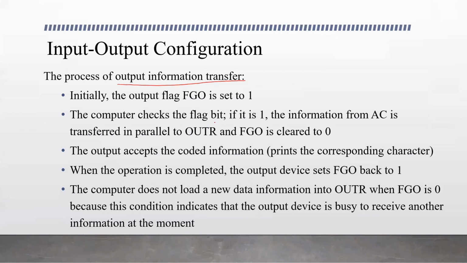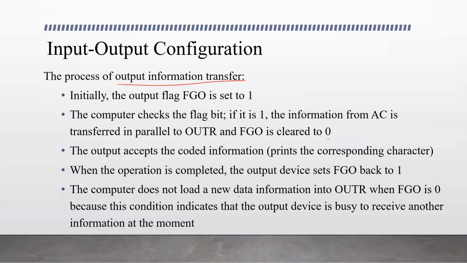The computer checks the flag bit. If it is 1, the information from AC is transferred to OUTR and FGO is cleared to 0. The output accepts the coded information. It is transmitted to the printer for printing. When the operation is completed, the output device sets FGO back to 1.